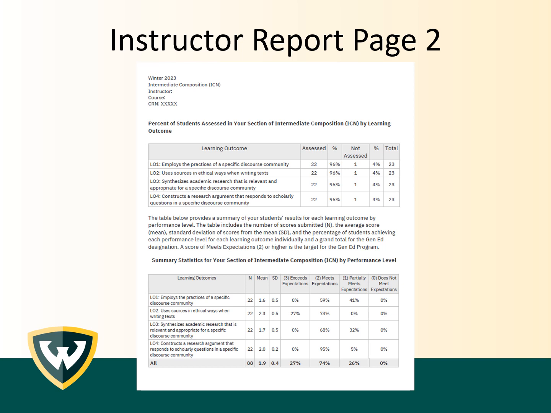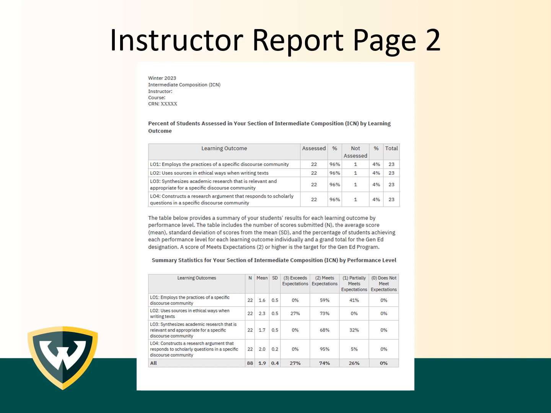The remaining columns in this table provide the percentages of students that attained each level of the scale. Students were assessed with scores ranging from 0 for does not meet expectations for the learning outcome to 3 for exceeds expectations for the learning outcome. The general education program has a target score of 2 for meets expectations or higher.